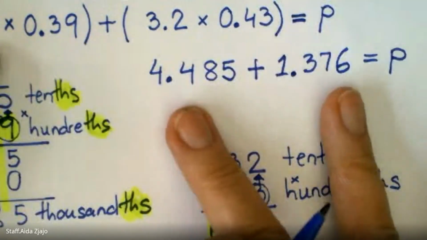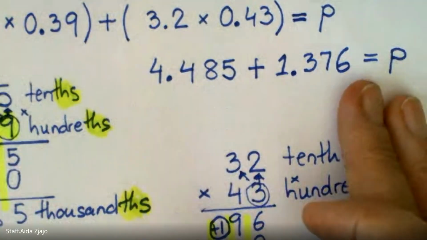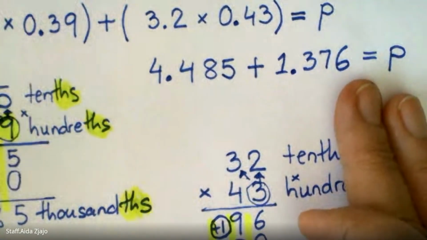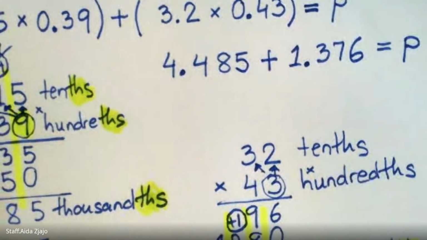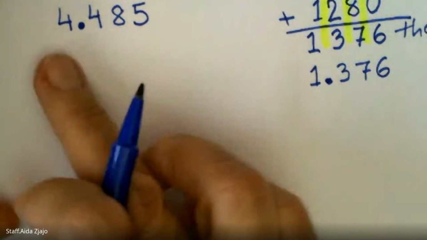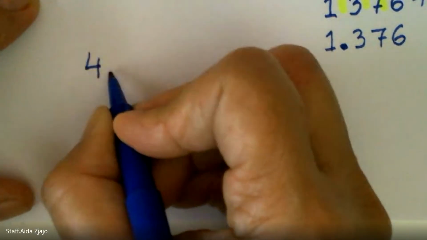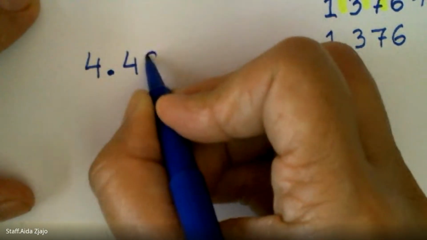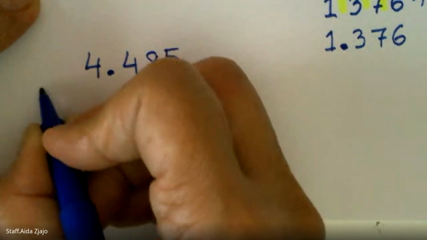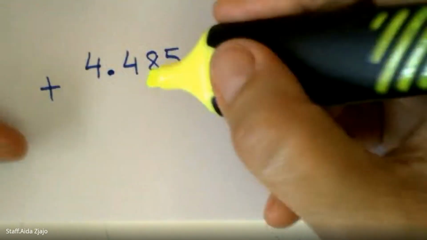So now we need to add these two in order to get what the real price is. So now we're going to go and write these numbers. So I already have this here, so I can add it, or it's okay. I'm just going to rewrite again. 4 and 485 plus. Now, very important precision.